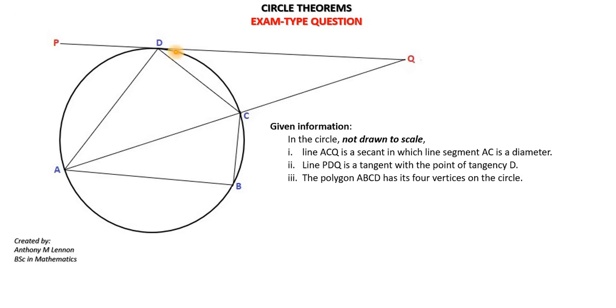If it passes through it, then we will say it's a secant. But in this case, it's not a secant because it just touched the surface of the circle or the circumference. The next point is that we have a polygon ABCD with its 4 vertices on the circumference.